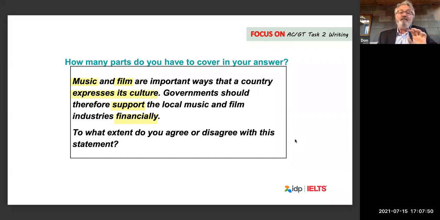These are the main features. There are really 4 or 5 points there that you should cover. Music, film, an expression of culture, supporting financially. And then, as I said, a simple response is required. Do you agree or not?